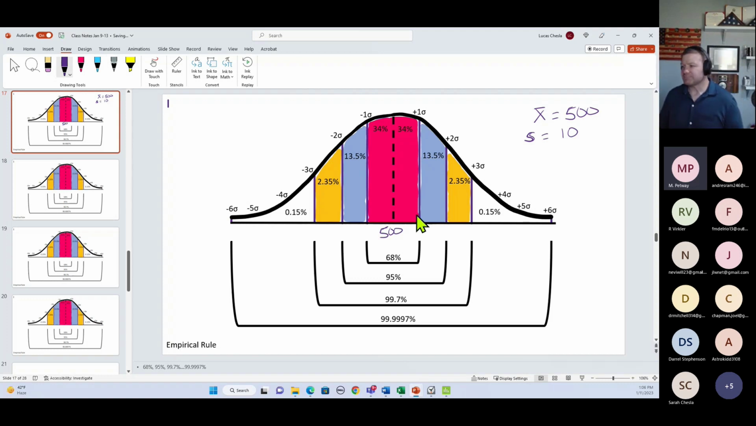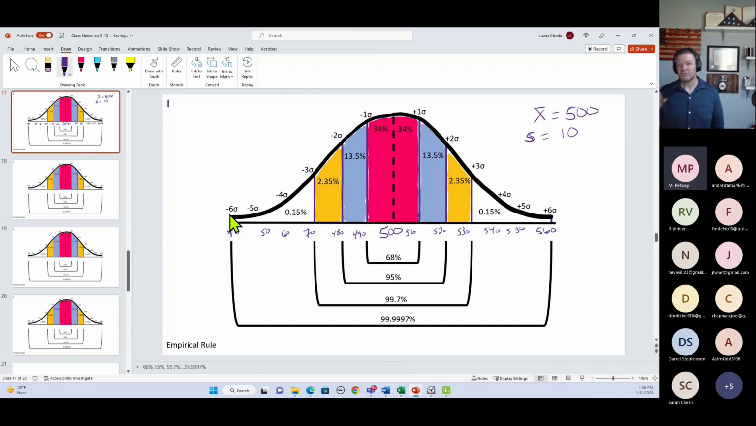What it's saying is that if I go plus or minus 1 standard deviation, that is going to be plus 10 and minus 10. So I'm at 510, 520, 530, 540, 550, and 560. Just like on the other side, if the standard deviation is 10, it's going to be 490, 480, and I'm going to mark it out like this: 470, 460, 450, and 440. Okay, so that's plus and minus, using 10 seconds as a standard deviation.